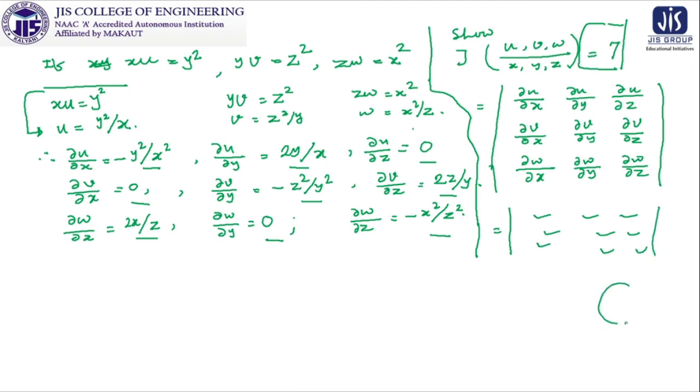And I am keeping this problem for you because it is a very simple one. Substituting these values and simplifying this determinant, what you are going to get is 7. Clear? So complete this one. So I don't think we can go for more details or more examples for this.